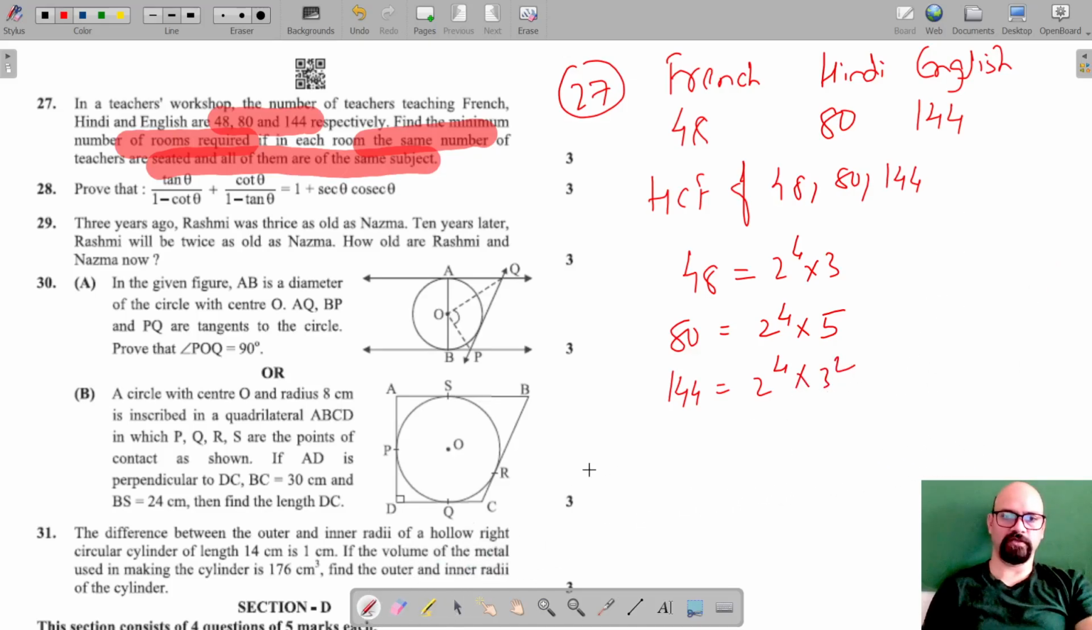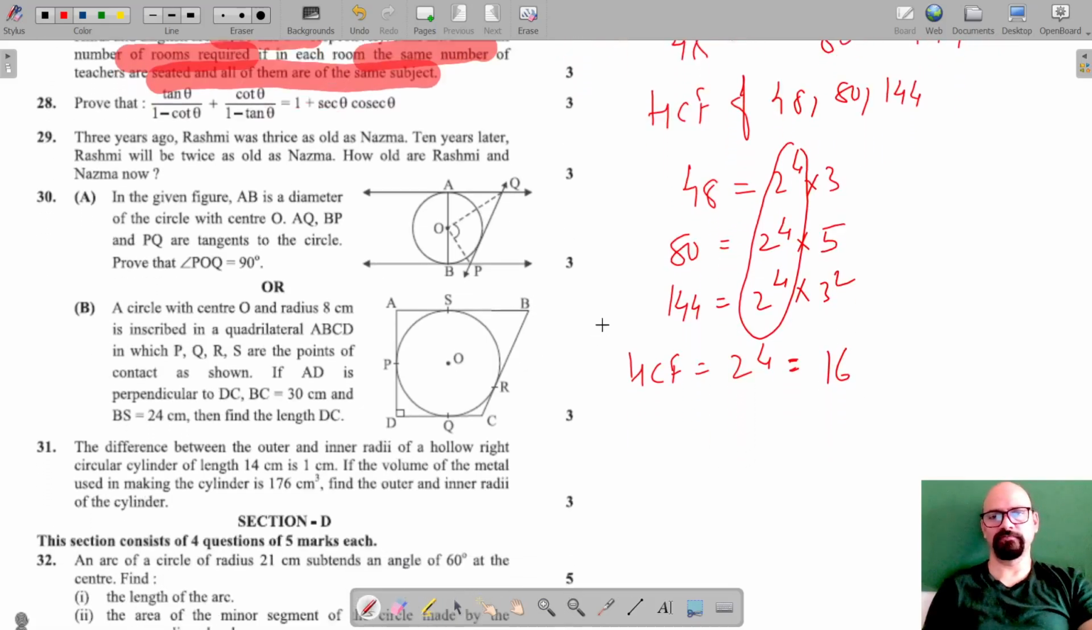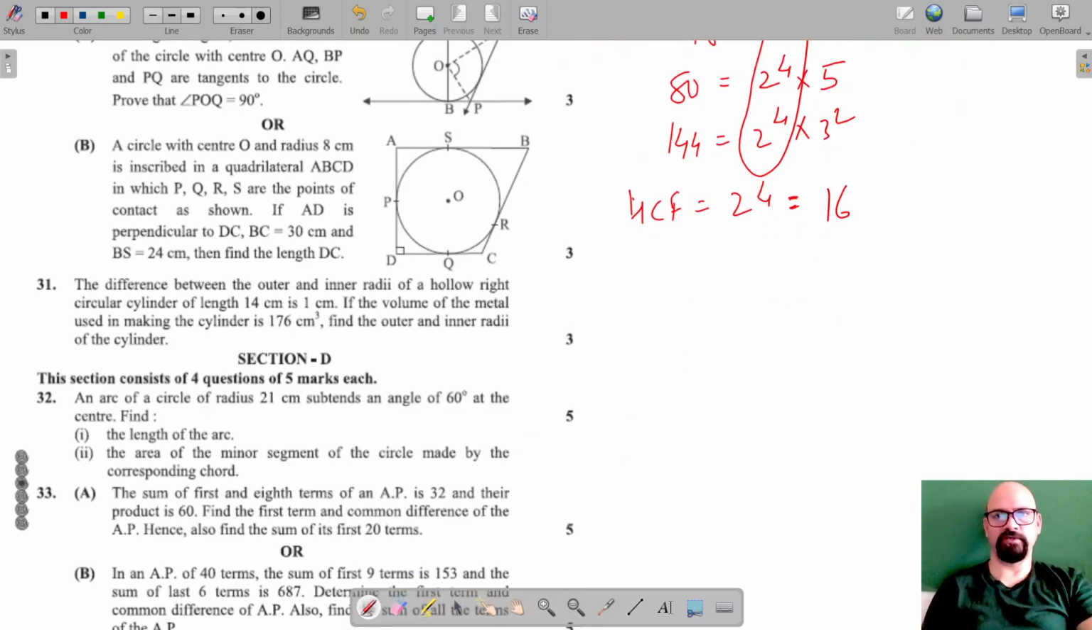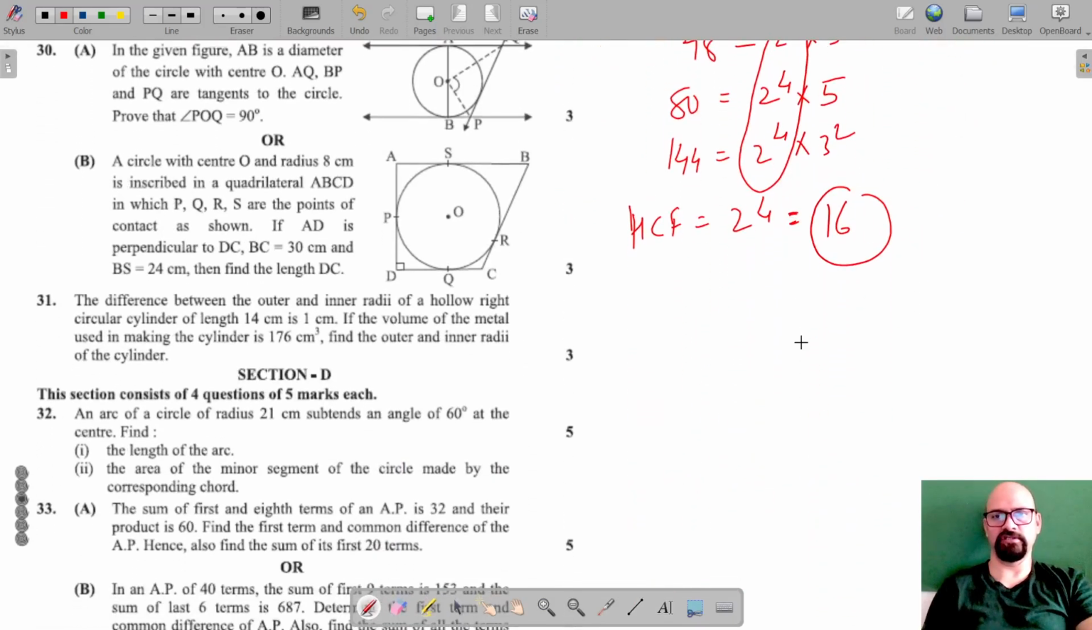And the HCF here is 2 raised to power 4, which is common, and it is equal to 16. Now we have to find the minimum number of rooms. The minimum number of rooms, so that means in each room there can be a maximum of 16 teachers.